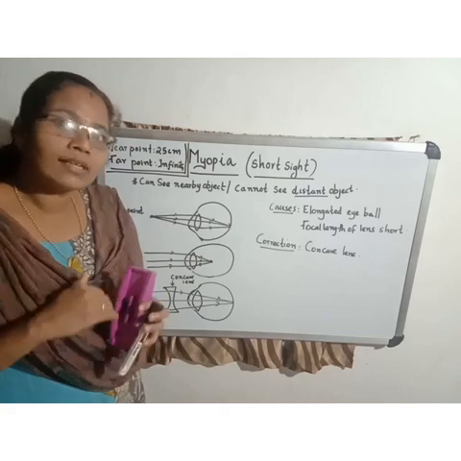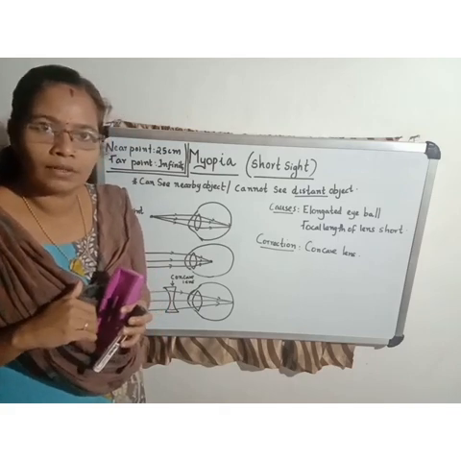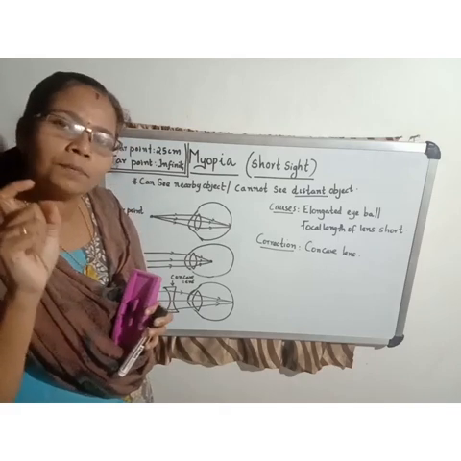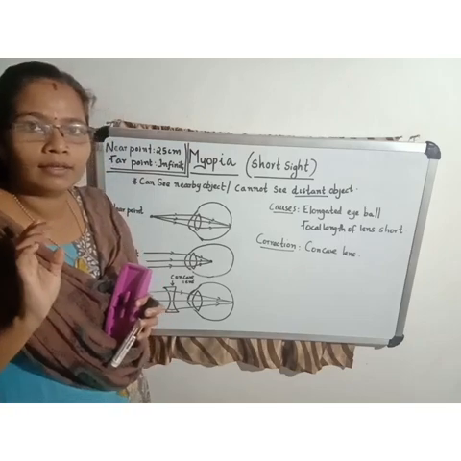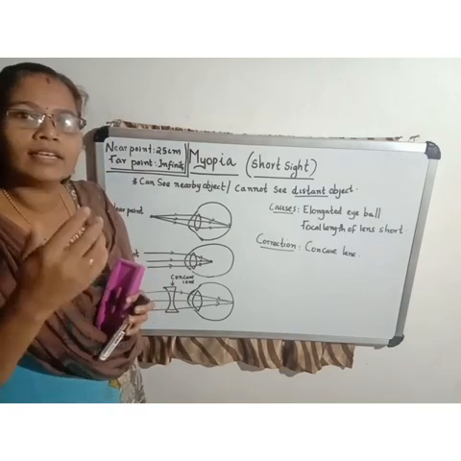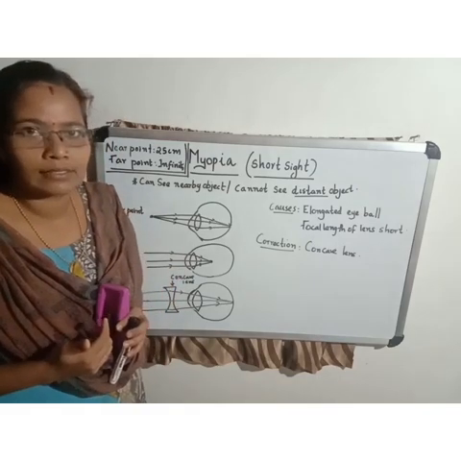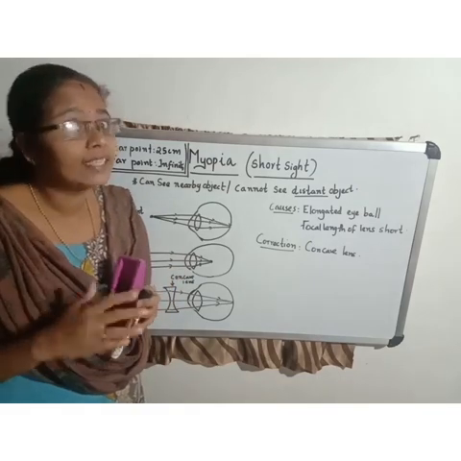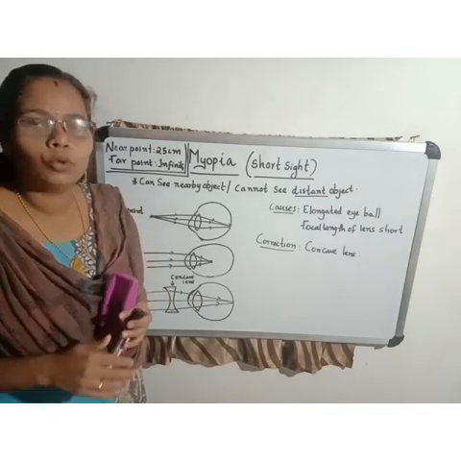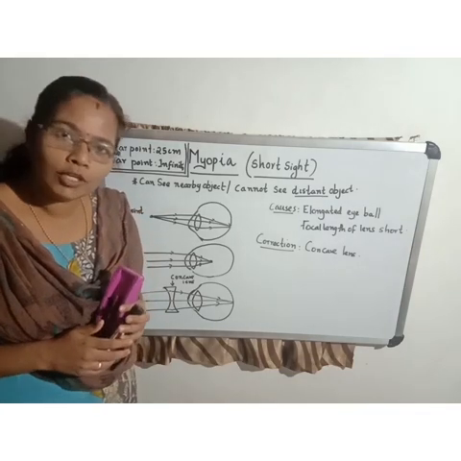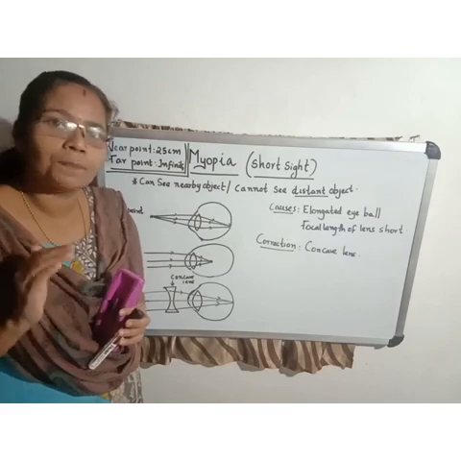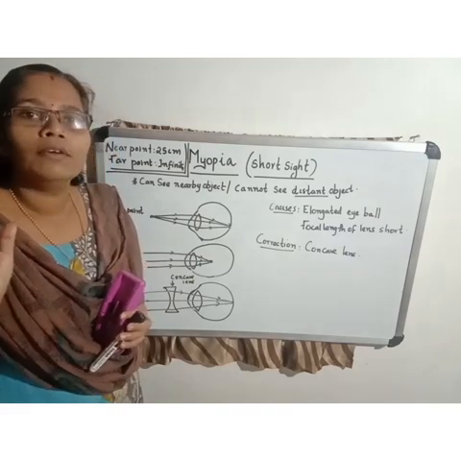Now special cases will also be there, which means if some defect is there in the eye, instead of on the retina, we will get the image at some other place. So they are called the defects of vision. In today's class we are going to study the main defects of vision.